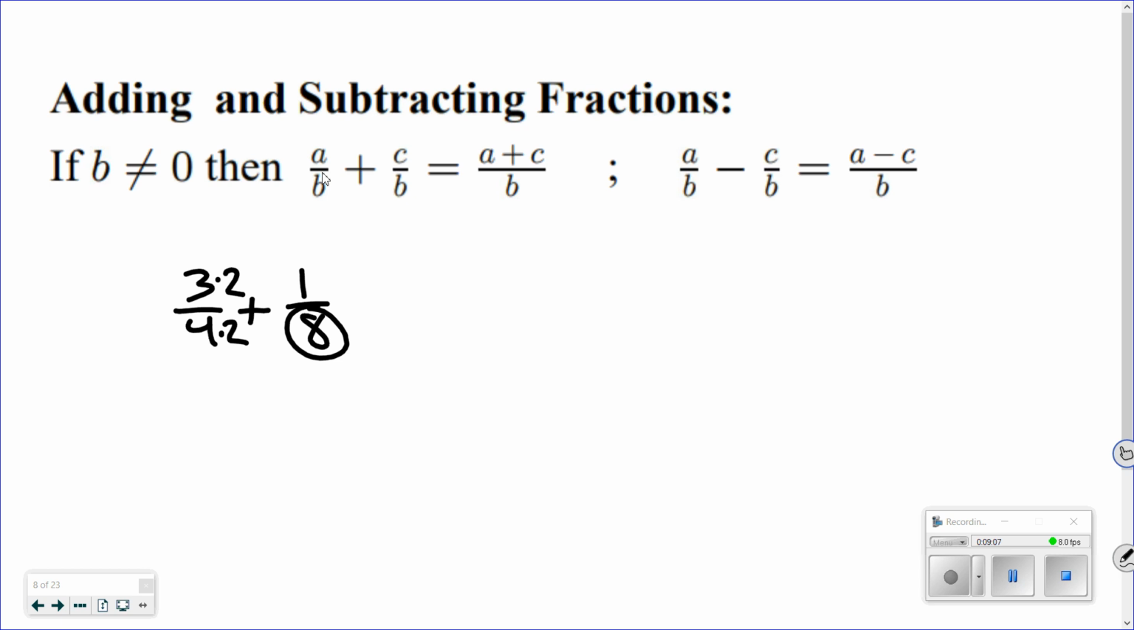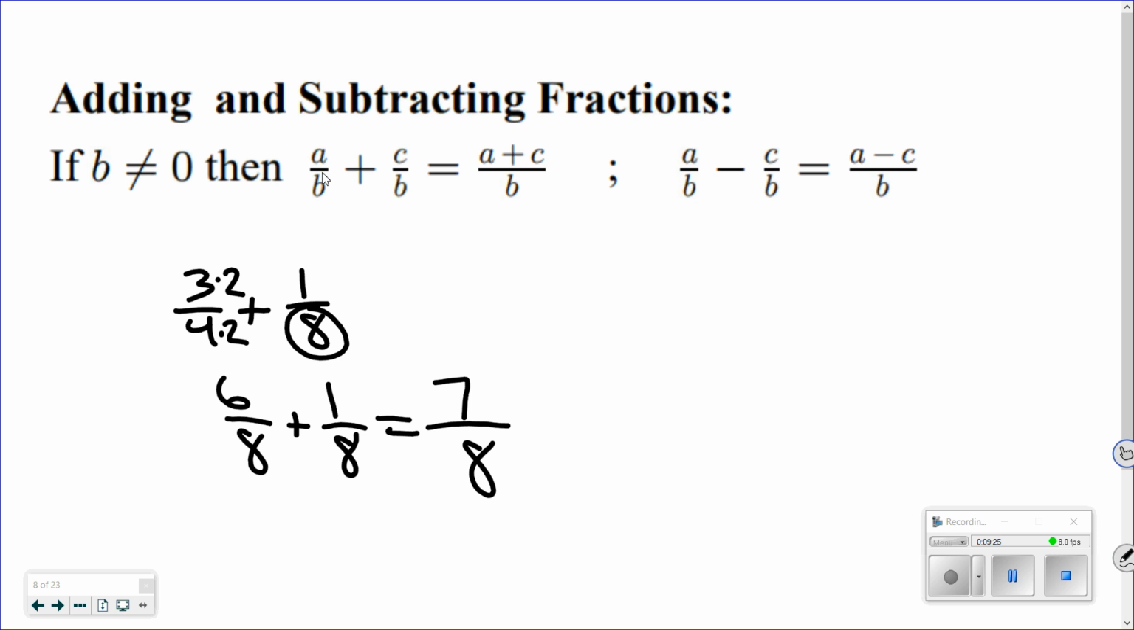So I'll end up with 3 times 2 is 6, 4 times 2 is 8. So I get 6/8 plus 1/8. Okay, now I've got a common denominator. Now I can just add it together. Again, be careful to leave the 8 the same. I just add the numerators, so it comes out to be 7/8.